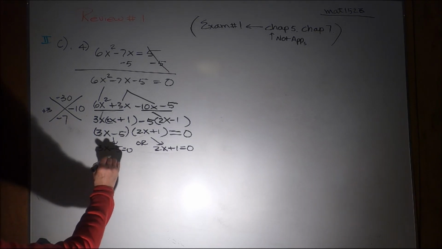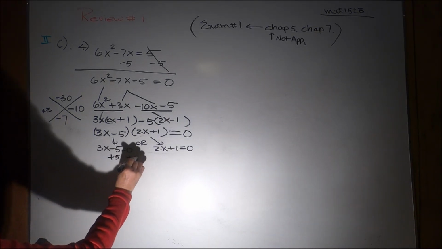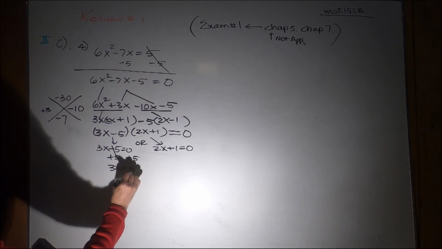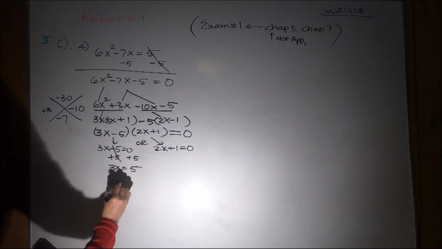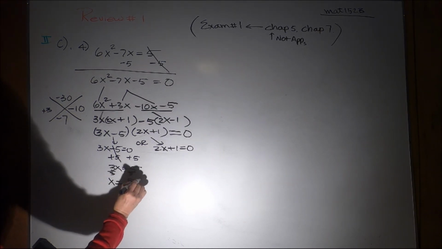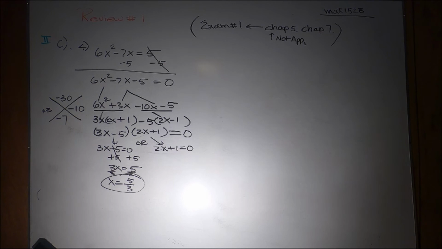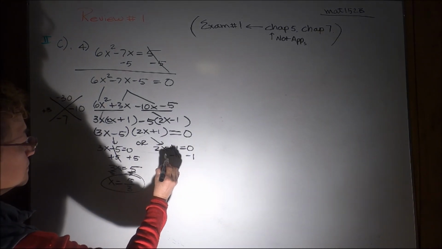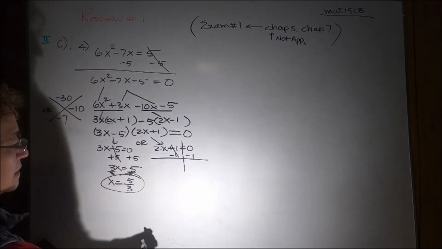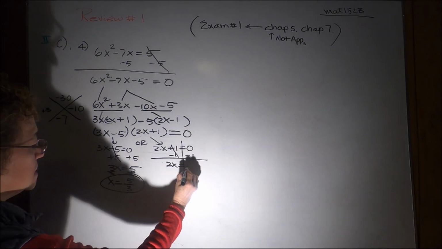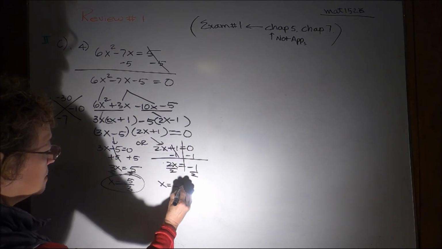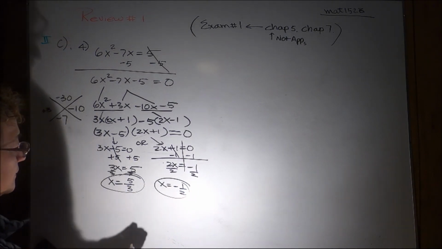Then we solve individually. Plus 5. So we have what? 3x equals 5. So x is what? Divided by 3, right? So we have this. Then this one, right? 2x is negative 1, divided by 2. So your x is what? Negative half.